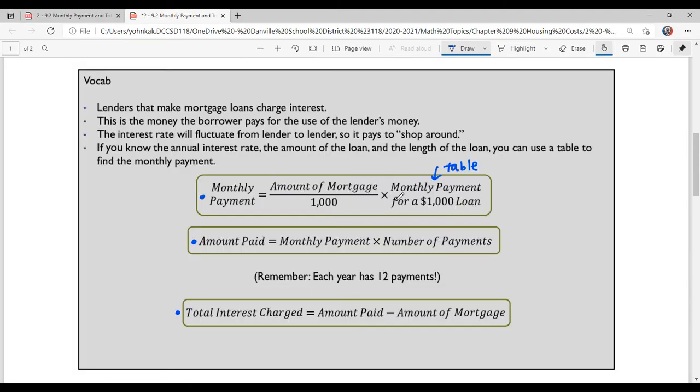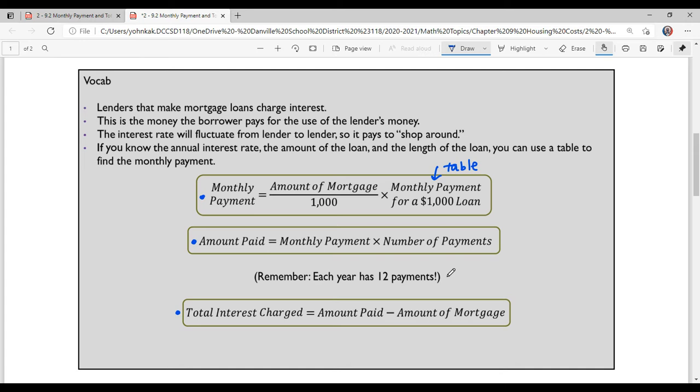Then once we know how much we're paying each month, we can figure out how much we will pay throughout the entire loan. And that's by taking your monthly payment and multiplying by the number of payments. Now, I put this little reminder in here because remember, when you have a loan, it's usually for a set number of years, and each year has 12 payments. So be very careful.